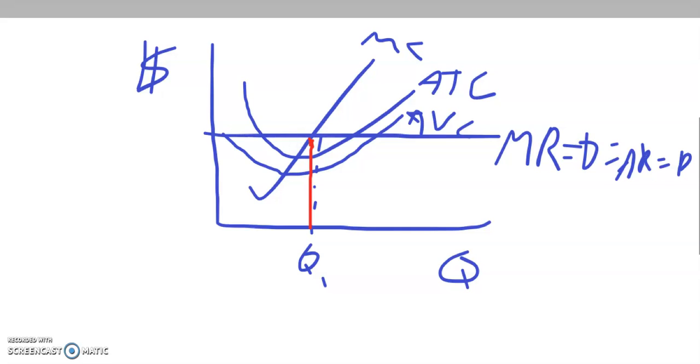And then that's the price. If I multiply that price by this horizontal value, I'd get the area of this red rectangle. That red rectangle right there is my total revenue. That's the firm's total revenue, because it's price times quantity. Now if I go up from quantity and hit the average total cost curve and go across, this yellow box would be my total cost.